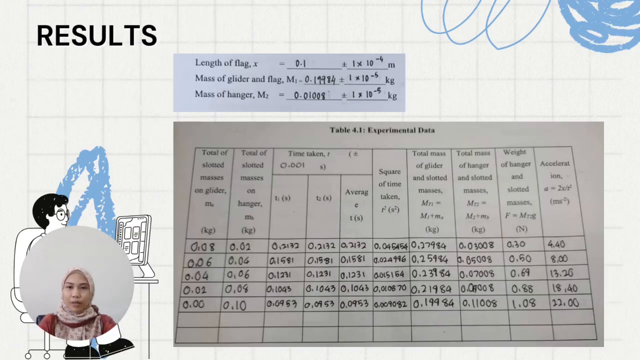These are the results that we obtained from the experiment. For the length of flag S equals 0.1 plus minus 1 times 10 minus 4 meter, mass of glider and flag M1 equals 0.19984 plus minus 1 times 10 minus 5 kilogram, and lastly mass of hanger M2 equals 0.01008 plus minus 1 times 10 minus 5 kilogram.